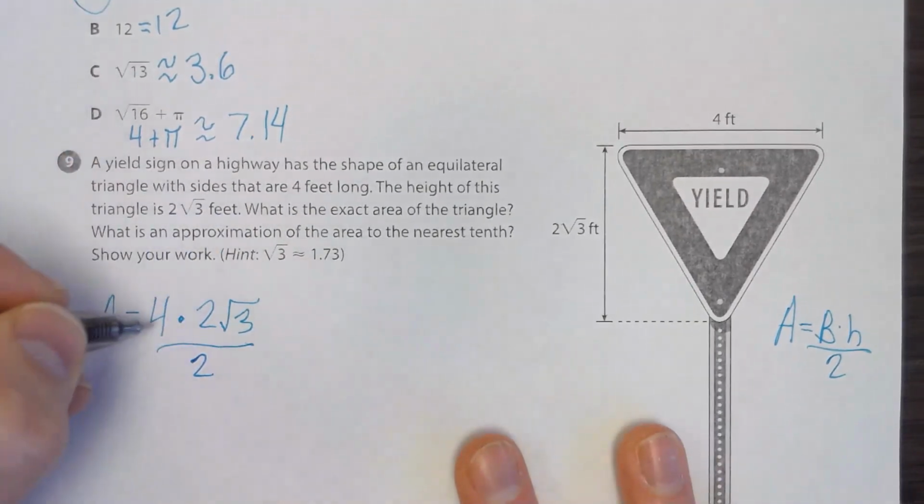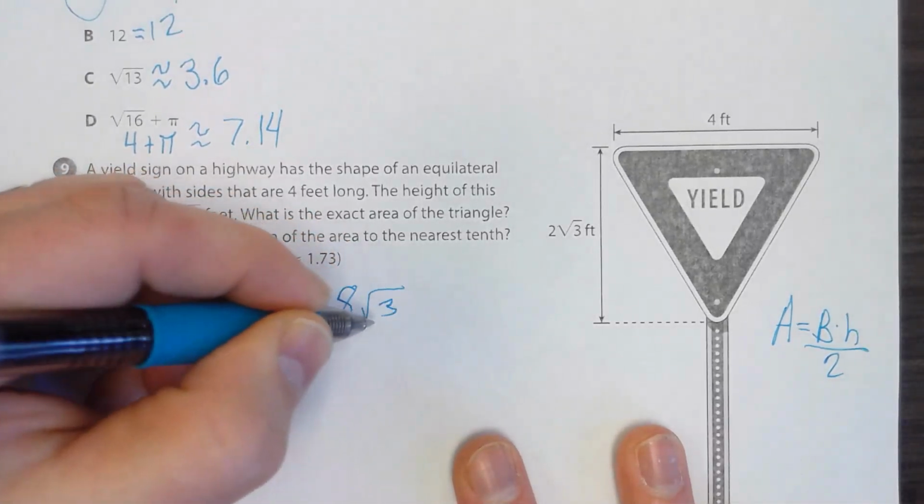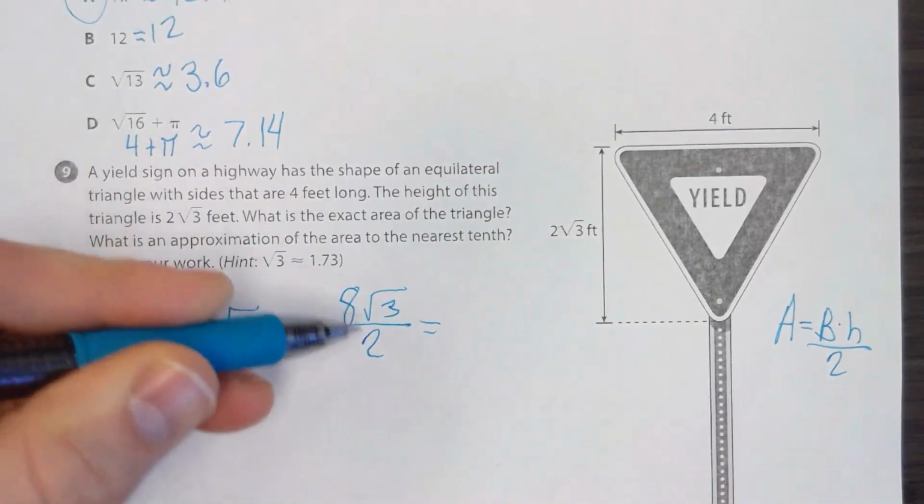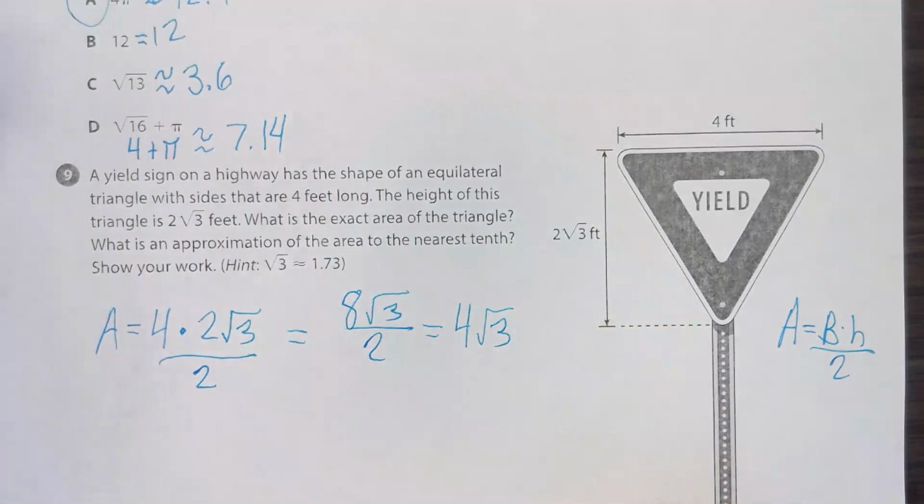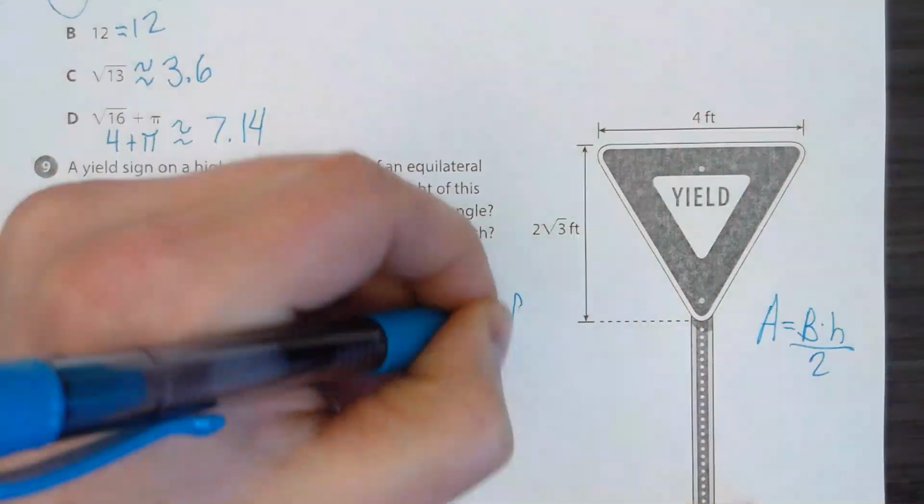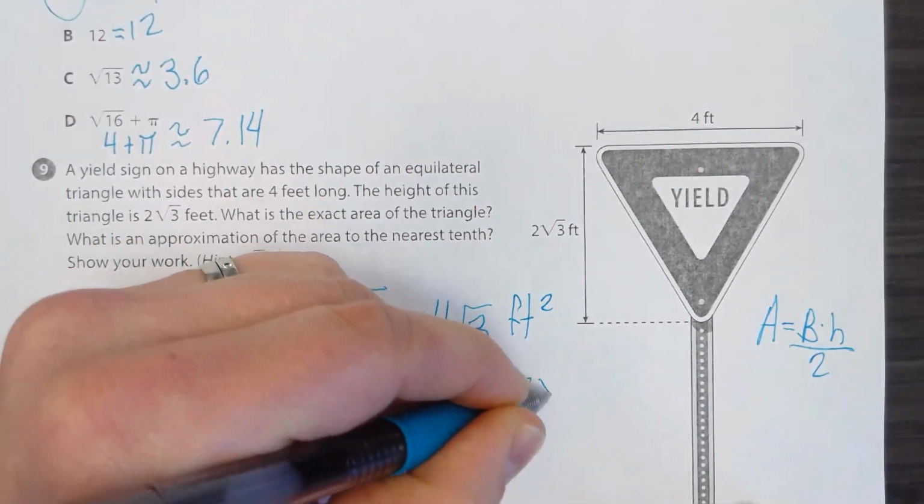Okay, well, this is easy enough. 4 times 2 gives us 8 square roots of 3 divided by 2. We can still do more. 8 divided by 2 is 4 square roots of 3. And now we just need to add units. Feet squared. This is exact.